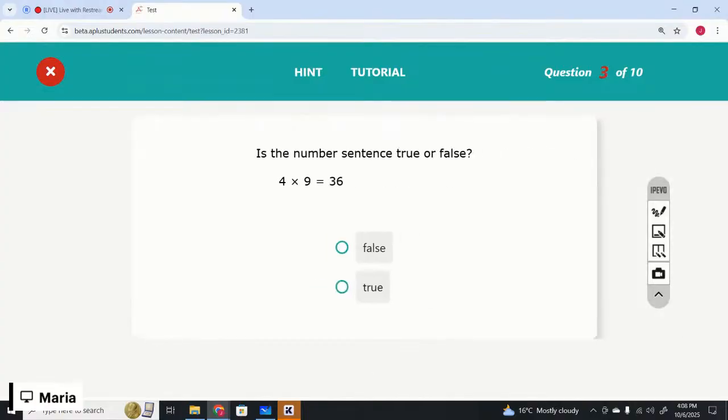So false. Very good. Is the number sentence true or false? 4 times 9 equals 36. Is it true or false? True it is. 4 times 9 is 36. That is true.